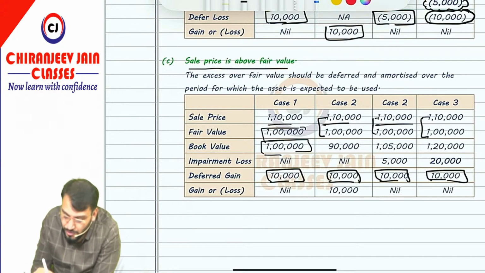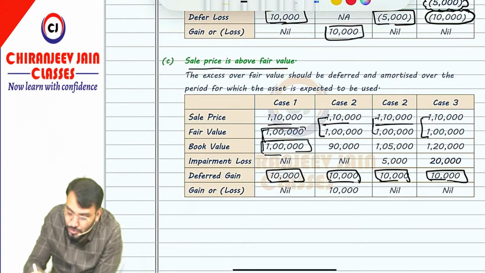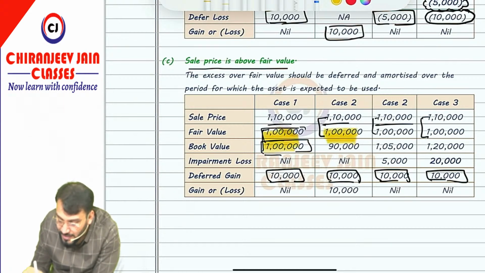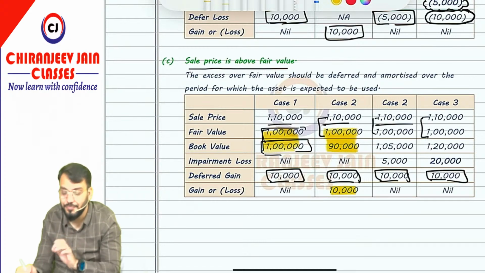Now you can see 1 lakh and 1 lakh. There is no gain or loss. Are you getting? Now you can see there is no gain or loss. Here you can see the fair value is 9. So there is a gain of what? Gain of 10,000. The gain of 10,000 is recognized immediately.